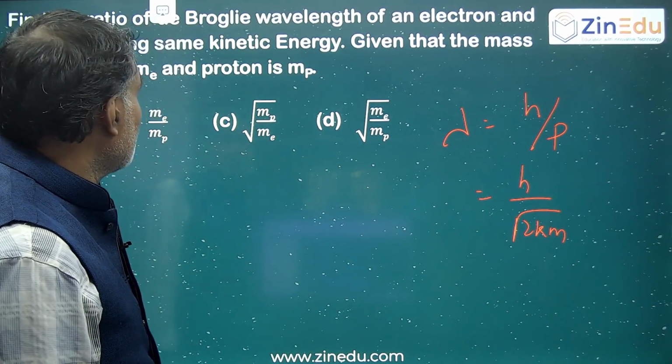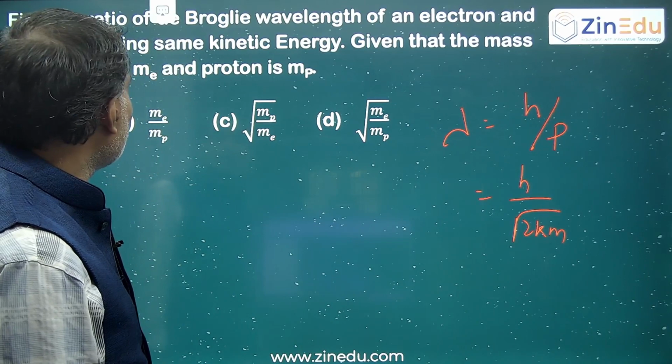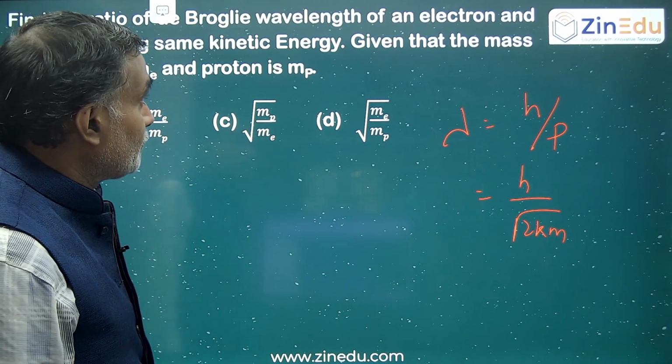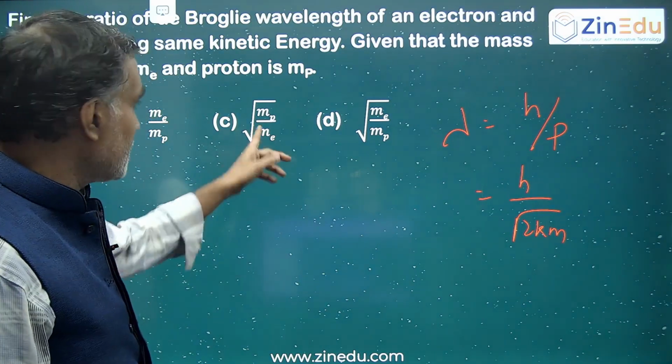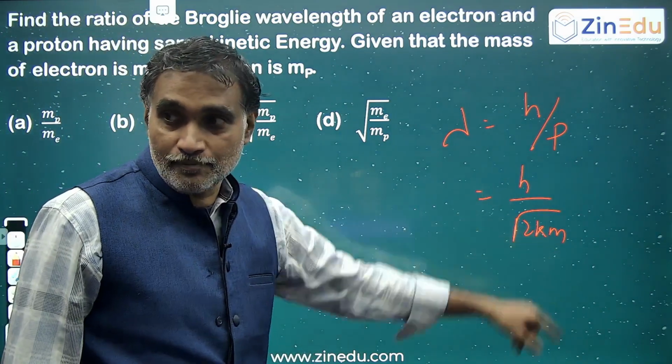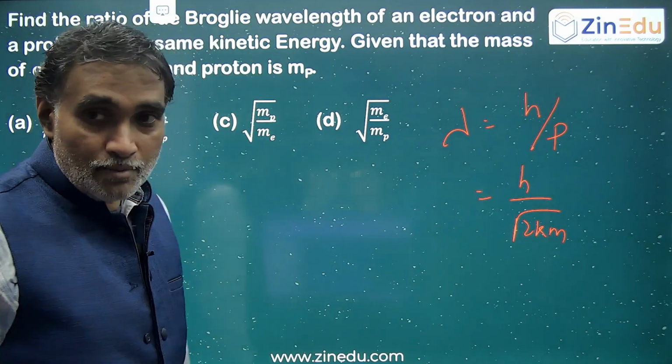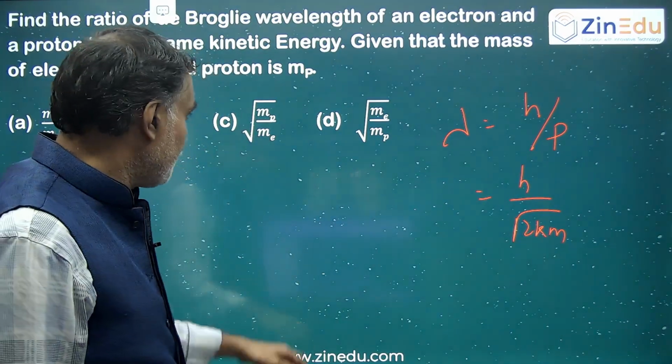So, de Broglie wavelength of electron and proton is in what ratio? It is root of proton mass by electron mass. So, answer is C. Inversely proportional to root m. So, root of proton mass by electron mass.